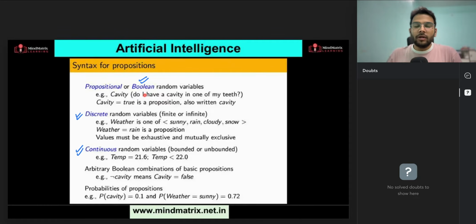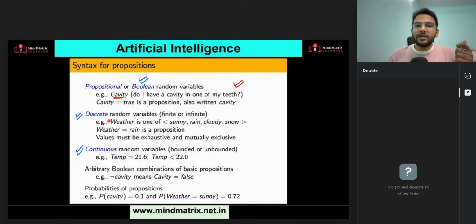So when I say Boolean random variables, for example, let's talk about cavity. You know what is cavity, right? Whenever we have some toothache kind of thing, most probably we have a cavity also, right? So basically, some germs are there or something like that. So, do I have a cavity in one of my teeth? This kind of random variable is a Boolean random variable. So either it can have a value true or it can have a value false, right?